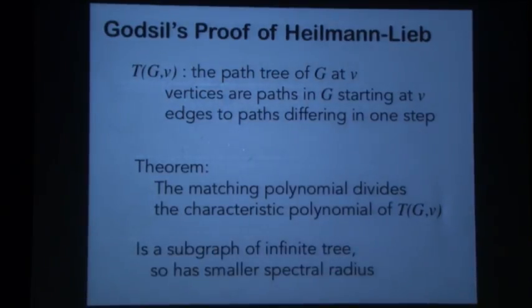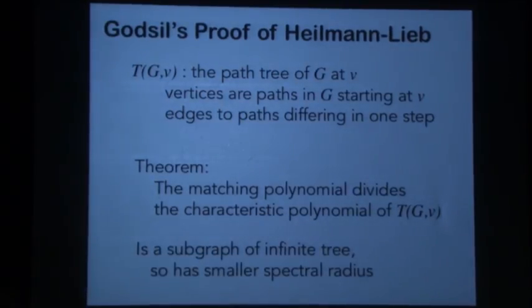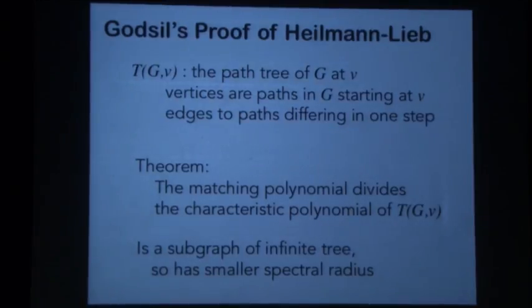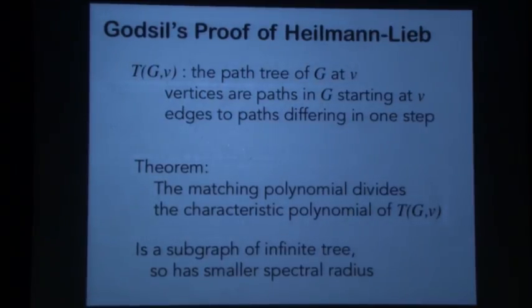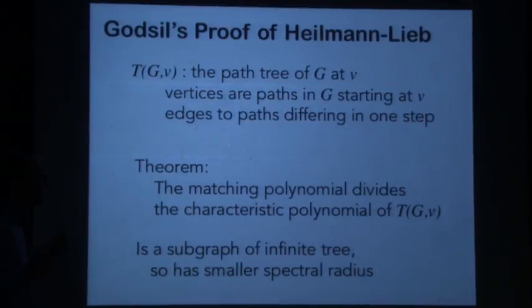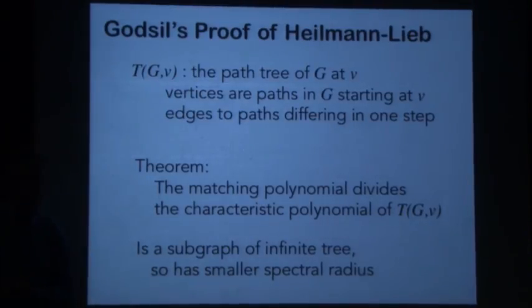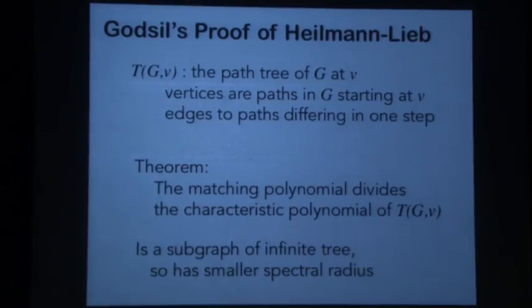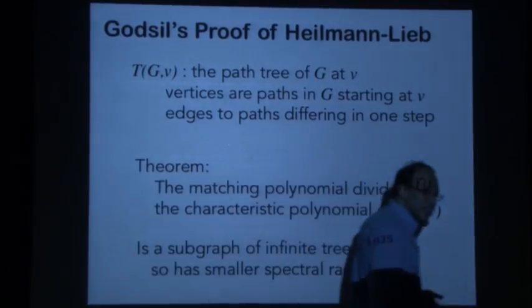Okay, and of course, because the path tree of a d-regular graph is a subgraph of the infinite d-ary tree, and that has spectral radius at most 2 root d minus 1, this tells you that the matching polynomial, all of its roots are at most 2 root d minus 1. Okay, but once you see this way of doing things, you realize you don't have to stick with regular graphs.